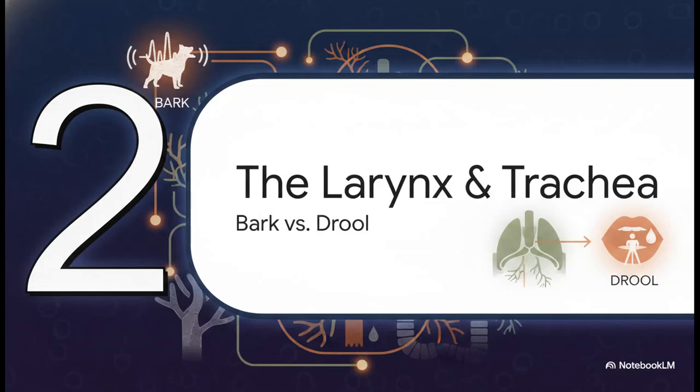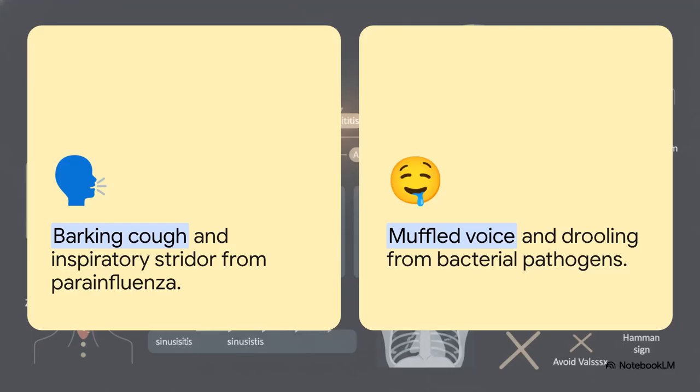Section 2, the larynx and trachea, bark versus drool. When we're differentiating primary upper airway infections, it's a classic matchup, laryngotracheitis versus epiglottitis. Laryngotracheitis, which we all know as croup, is mostly driven by the parainfluenza virus. It shows up with hoarseness, inspiratory stridor, and that famous barking, seal-like cough. For moderate to severe cases, we're treating with nebulized racemic epinephrine and steroids.